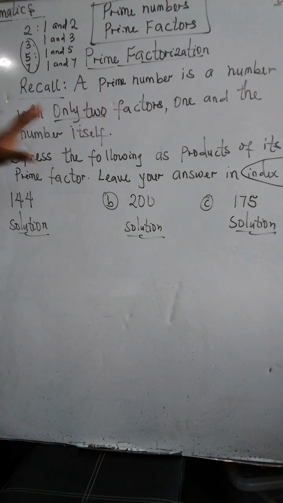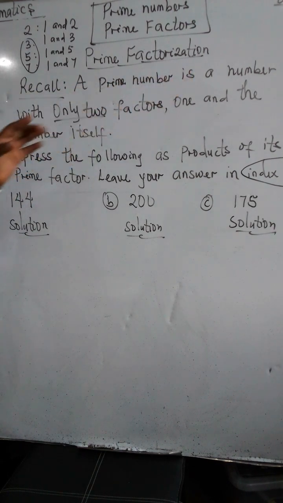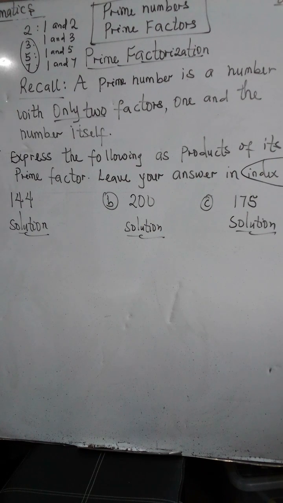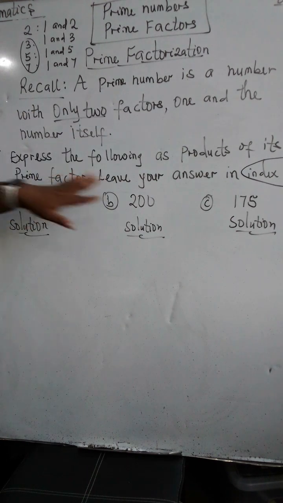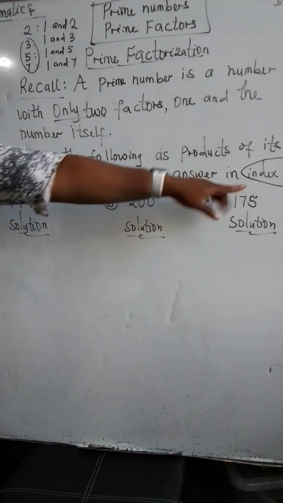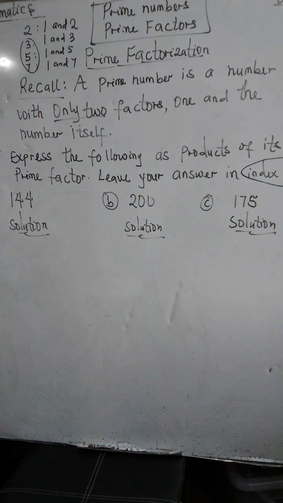Have you remembered or recalled the definition of a prime number, saying that a prime number is a number with only 2 factors, 1 and the number itself? Well, the instruction here is to express the following as a product of its prime factors. That's not the only instruction. They went further to say that we should leave our answer in what form? In index form, not in ordinary form this time around.